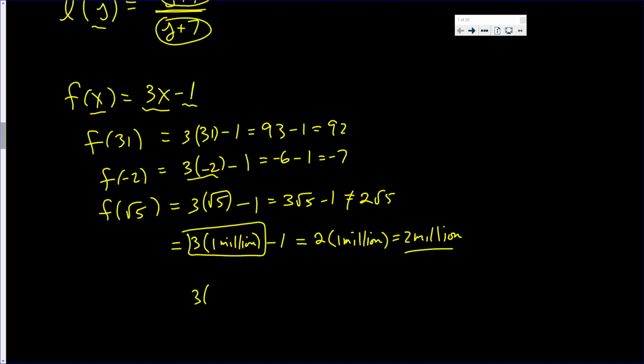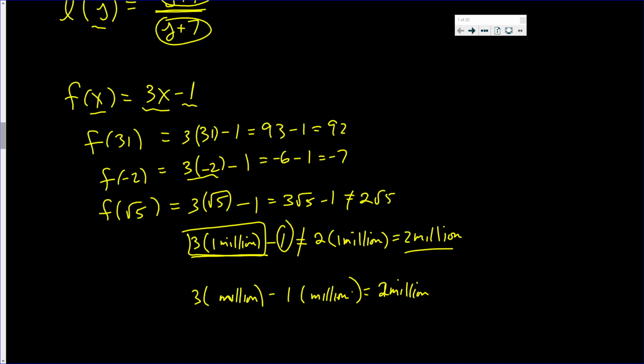I mean, sure, if you have 3 million and you spend 1 million, then yes, you'll have 2 million. But if you have 3 million and you just spend $1, it's insane to say that you have 2 million left. And I know money goes quickly, but not that quickly.